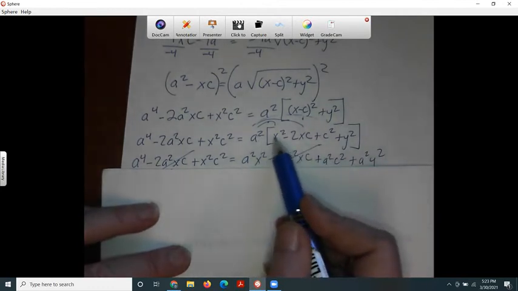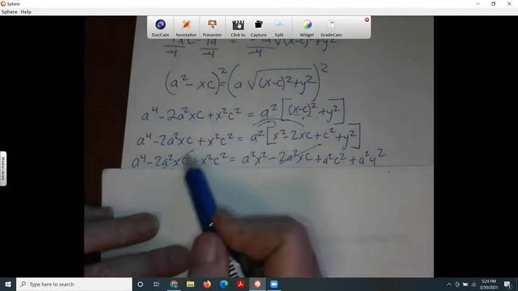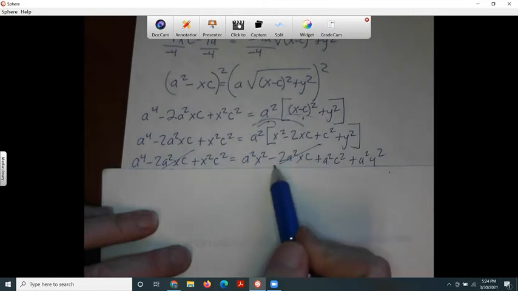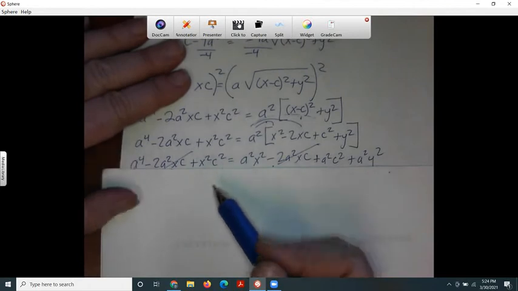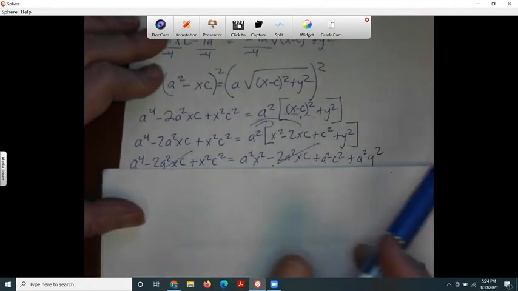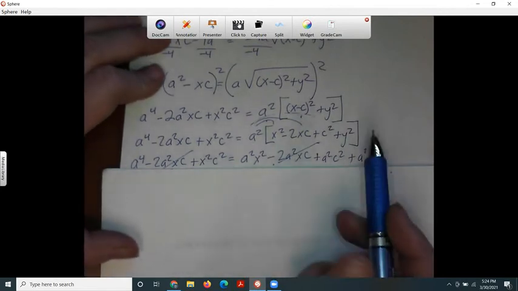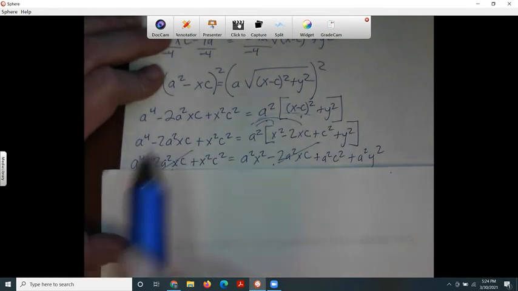Anyway, after I did all this distributing, I found that these negative 2a squared xc's would cancel out, so that was nice. And then I looked at all my terms, and I know I want all the x's and y's on one side and all the ones that don't have x's and y's on the other side, because it told me to do that in letter, I don't know, letter D, I think.